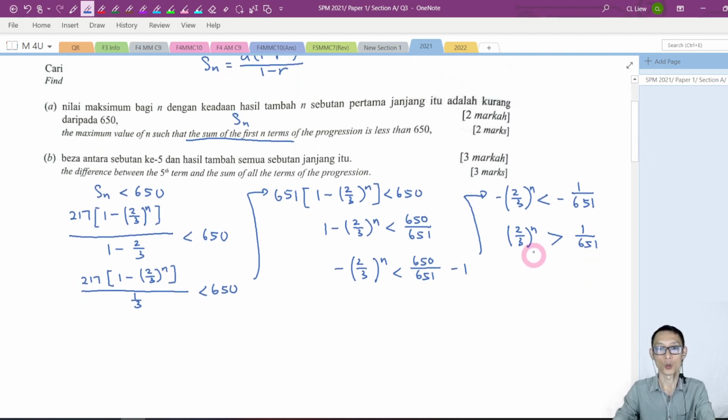I want to find n, so I'm going to use log to help me find the value of n. If I write lg, it means log base 10. Log of 2 over 3 power n is greater than log of 1 over 651. You can bring down the n.